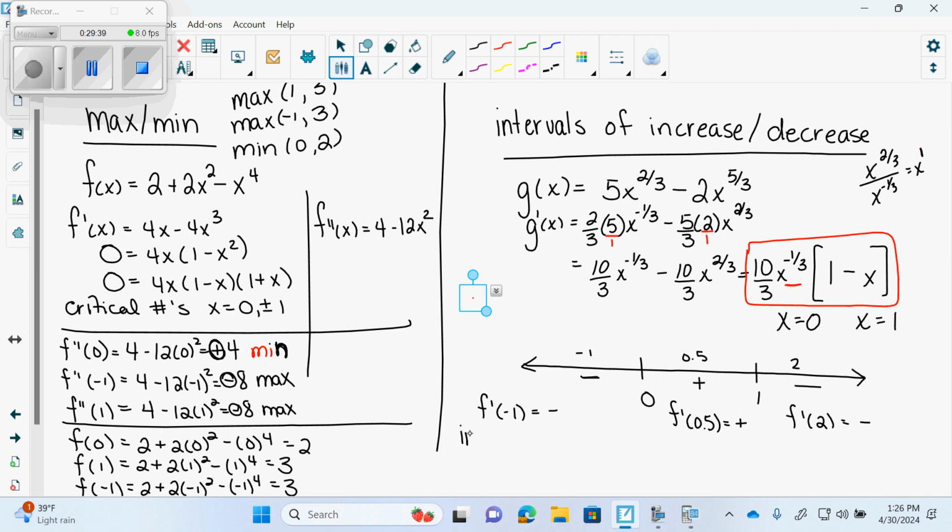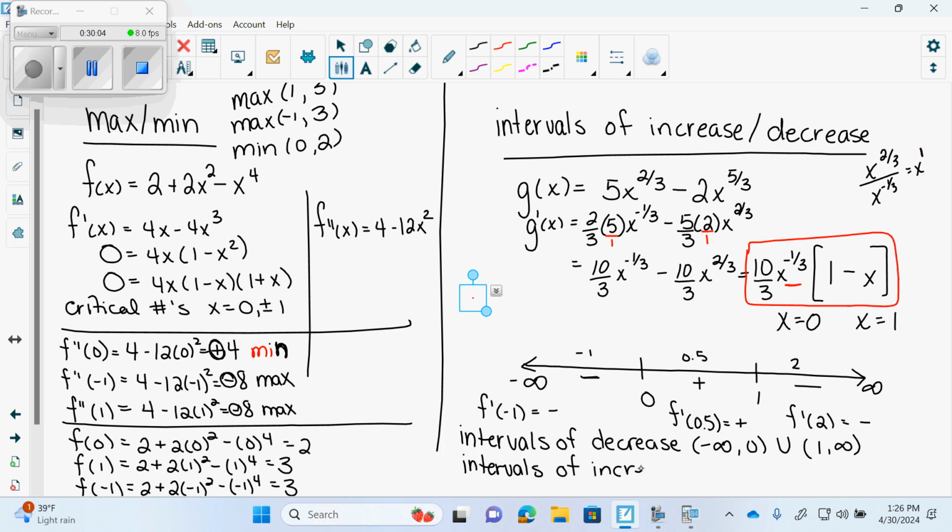So, intervals of decrease are -infinity to 0, union, which means or, 1 to infinity, and intervals of increase, 0, 1.